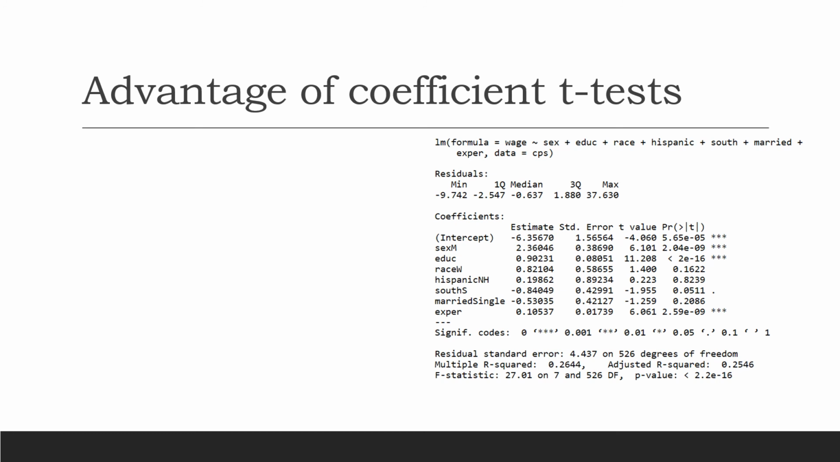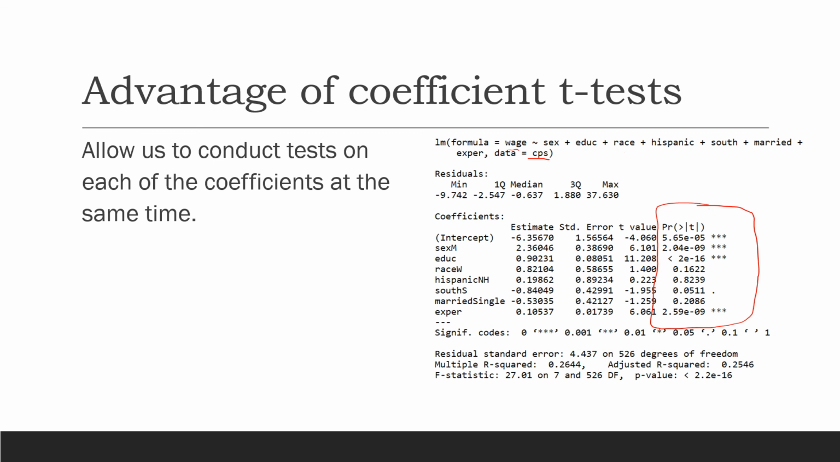For instance, here I'm using the CPS data that we've been using throughout the semester, and I'm modeling wage as a function of sex, education level, race, whether the person's Hispanic or not, whether they live in the South or not, whether they're married or not, and their experience level. And I've got p-values for t-tests on each of those individual terms, right? So it allows us to conduct tests on each of the coefficients all at the same time.